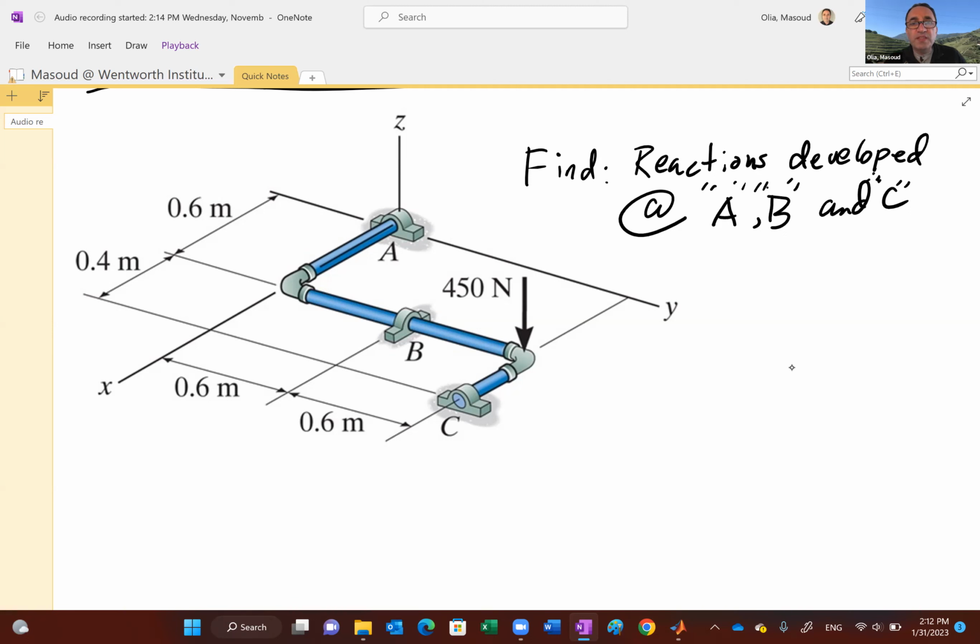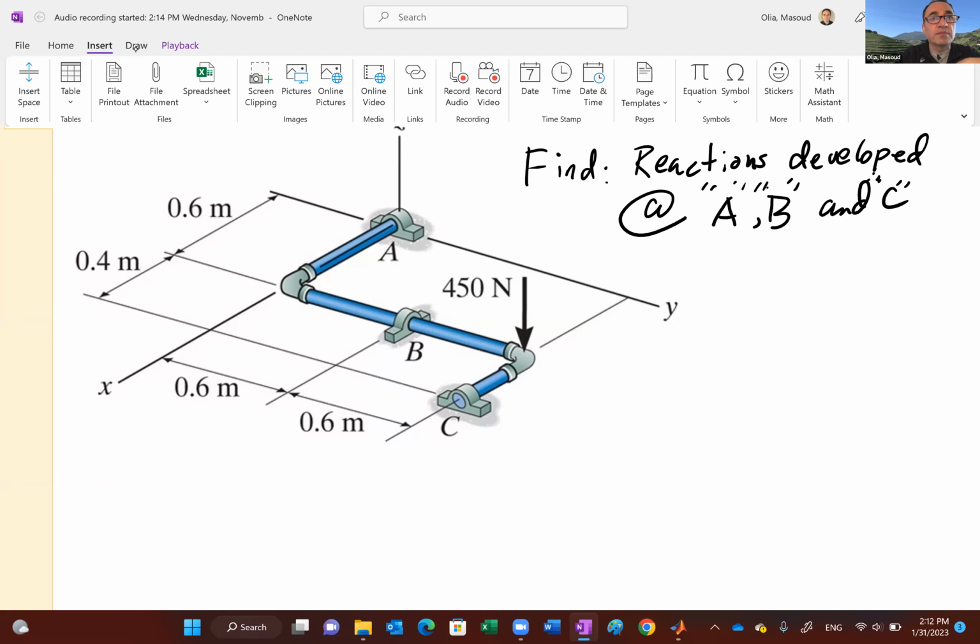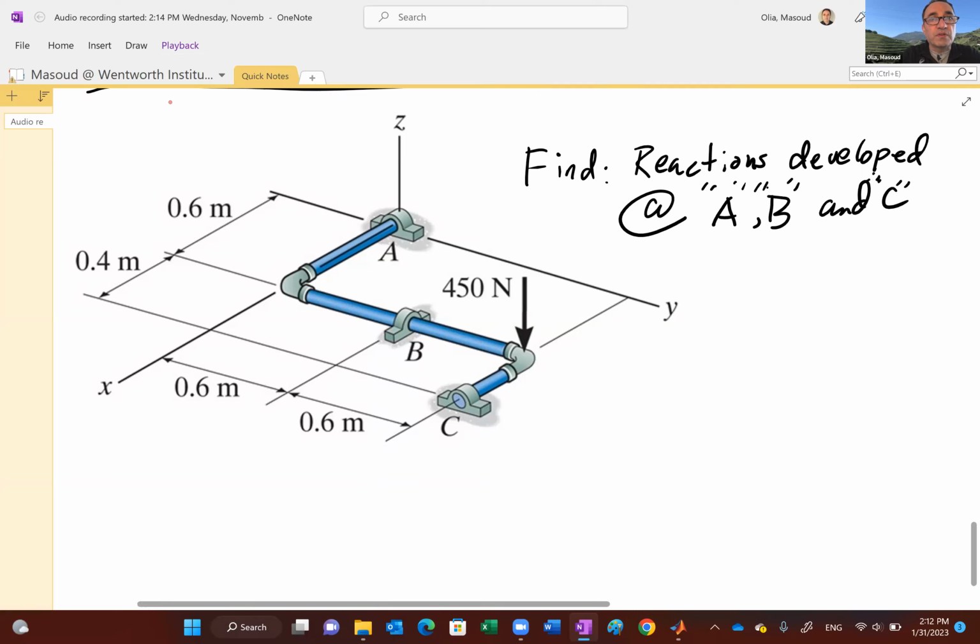So notice that at A, for example, you see this pipe is free to move along the x-axis. So in terms of just showing you the force reaction, there must be a reaction in the y, and there must be a reaction in the z. Remember, it's free to move in the x direction. And now, let's not worry about the moment reaction. I'll talk about that in a second.